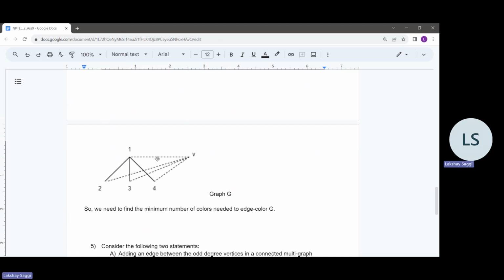So in this graph, we'll need to find the minimum number of colors needed to edge color G. Since this is a very small graph, with only 5 vertices, I don't want to show you how to color it. It can be seen we need to color these 4 edges, which are adjacent to V, with different colors because they share the common vertex V. And then by some other constraints, you can show that 4 colors are actually enough.